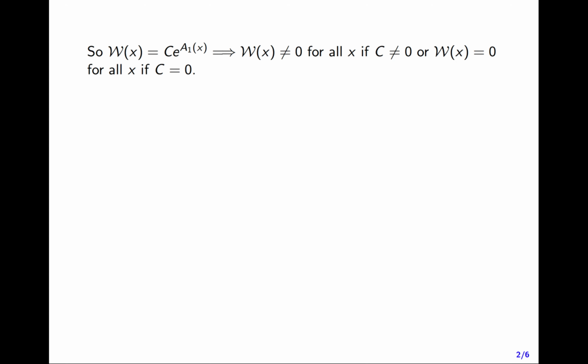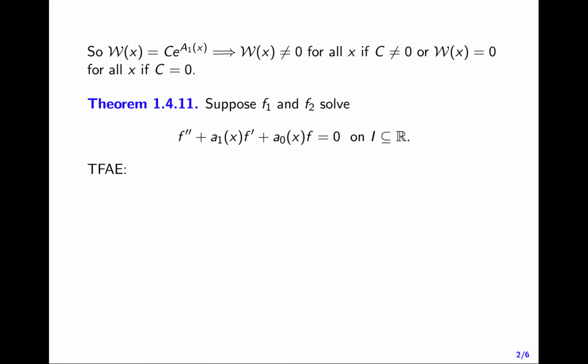So W of x is a constant times e to the capital A1 of x. We know a fundamental fact about exponentials. Exponentials by themselves are never 0. So W of x is non-zero for all x if the constant c is non-zero, or W of x is equal to 0 for all x if c equals 0. And there we go, that's the proof of our lemma.